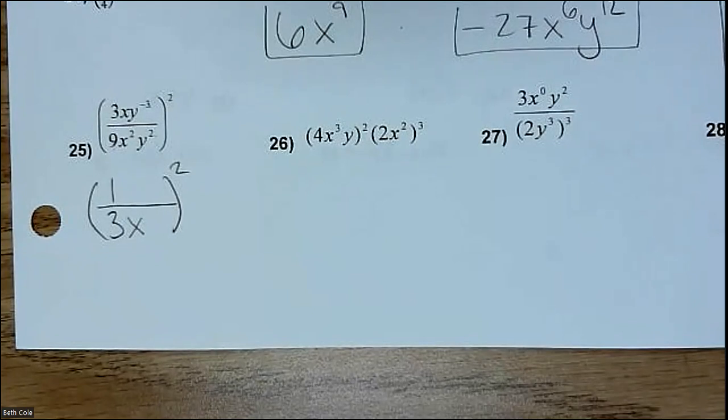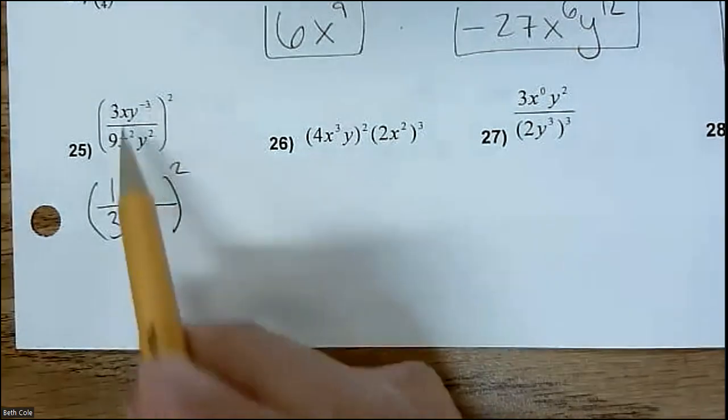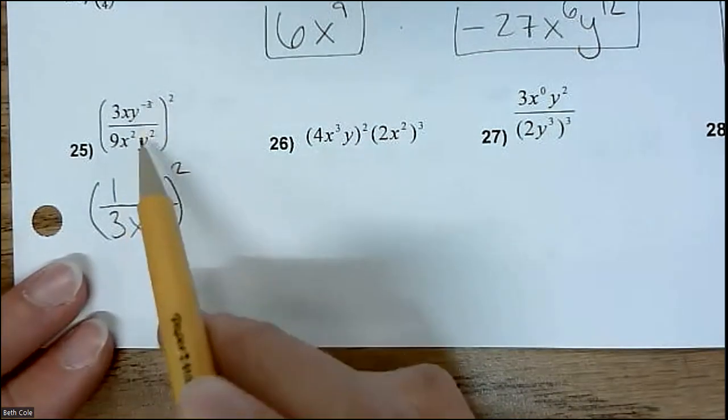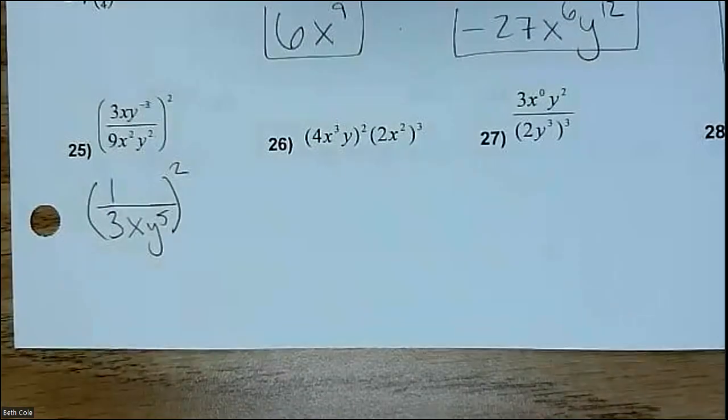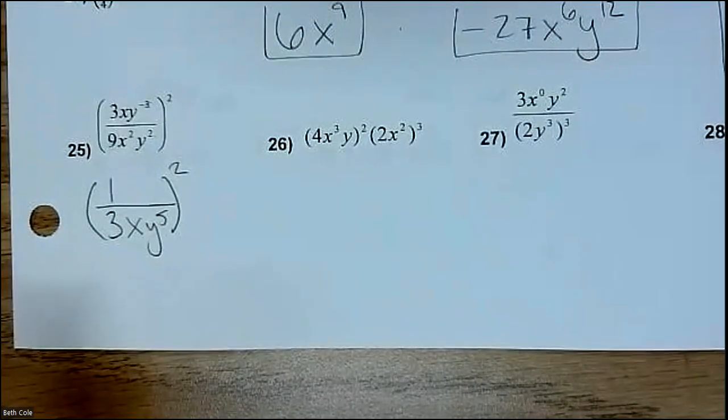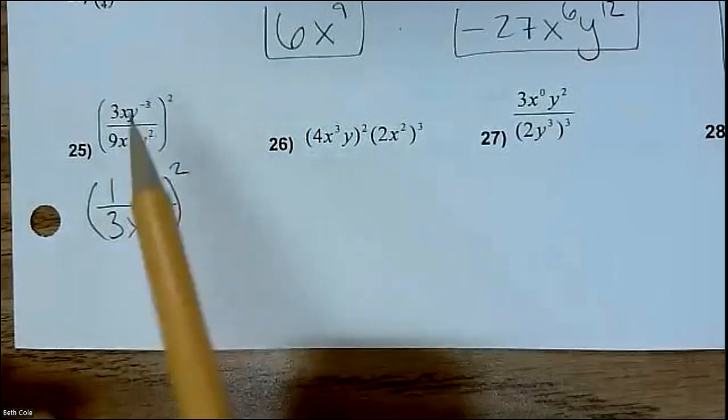You have 2 people on this team, you have 3 people on this team, but these 3 are coming over here. 5. Where do they go? The top or the bottom? Which one? Bottom. I just didn't hear. Okay, good. Y to the 5th goes down there. Now we're going to square everything because of the squared that's there.